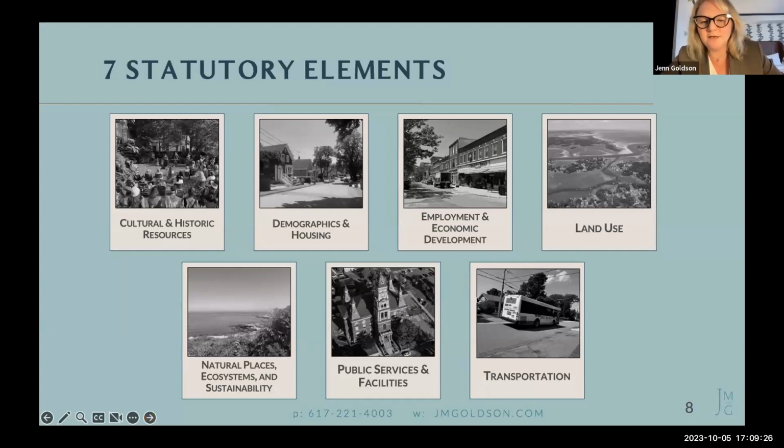And we've updated some of these terms. The statute is a little bit old and uses language we think is a little bit old. So you'll see, instead of using a term like natural resources, which has this idea of extracting value out of it, we're really talking about natural places, ecosystems, and sustainability. So you'll see us update some language like that.